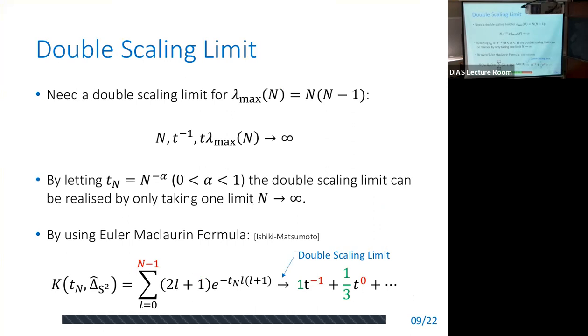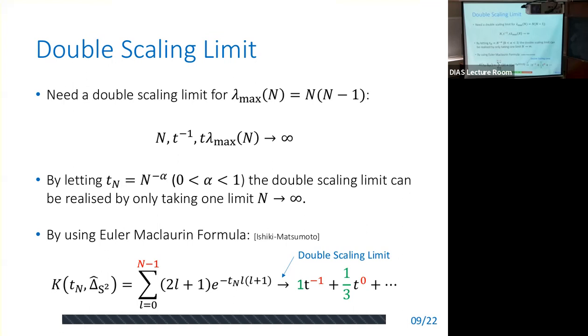When we consider the maximum eigenvalue of the space, for the case of fuzzy S2, this maximum eigenvalue is n(n-1). And the double scaling limit requires that these three quantities, n, 1/t, and t times the maximum eigenvalue, all go to infinity. So for the case of fuzzy S2, if we let t be parameterized in terms of n and some other parameter alpha, between 0 and 1, this double scaling limit can be realized by taking only the one limit of n going to infinity.